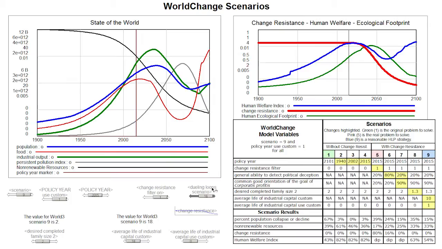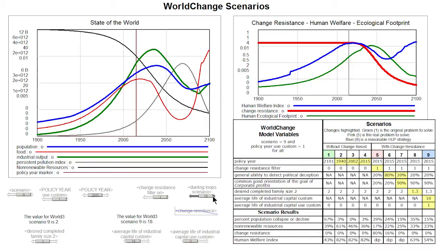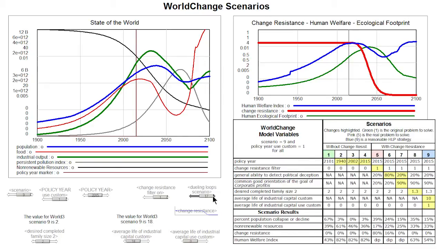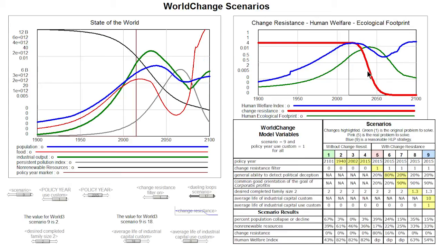So let's solve that with scenario 7. Change this from 16 to 17. That's even better. The collapse is even less, but more importantly, look at the way change resistance has fallen from low to 0. Better yet, it's falling fast. This is a slow fall. This is a very fast fall, because we're resolving the deeper root cause. The implicit goal of the system is now the right goal.